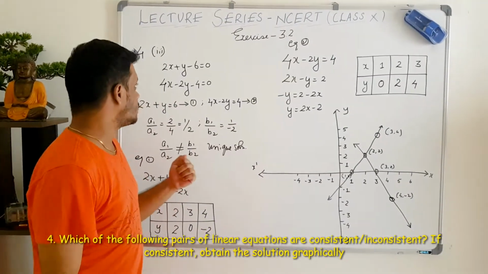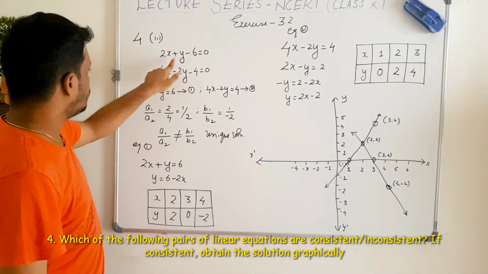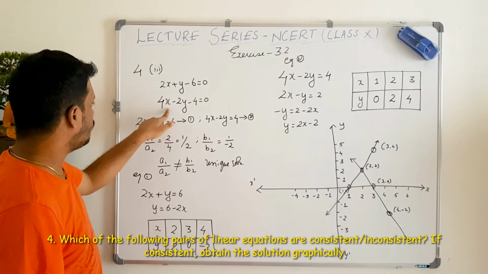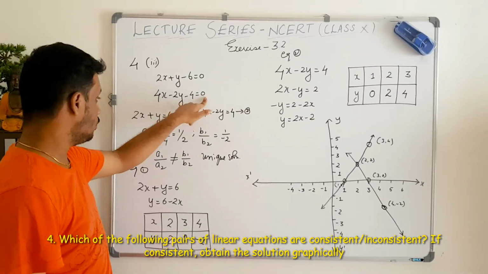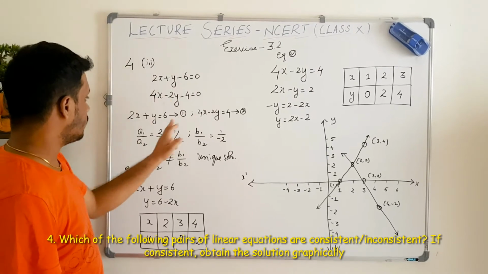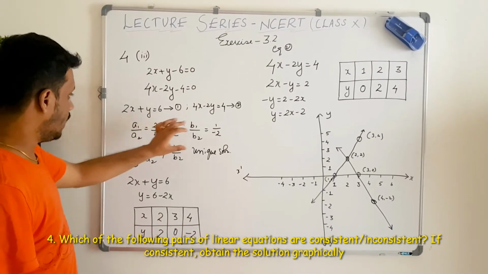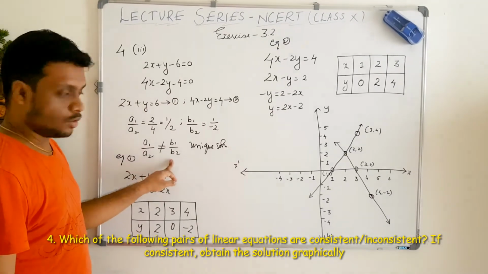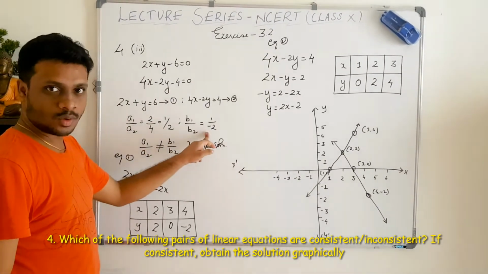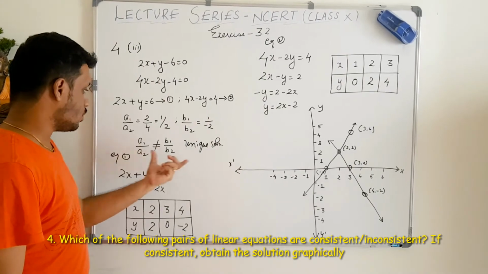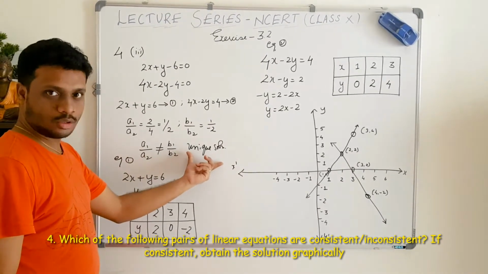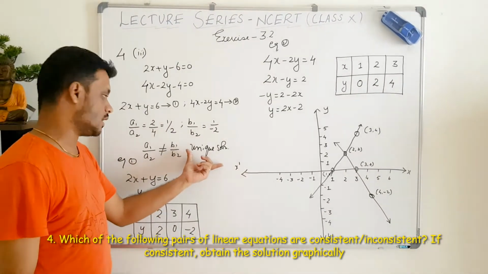This is the third question. We have 2x plus y minus 6 equal to 0 and 4x minus 2y minus 4 equal to 0. I am writing it in the standard form by taking the constants to the other side and marked as equation 1 and 2. I found a1 by a2, b1 by b2. They both are not equal because this is 1 by 2 and this is minus 1 by 2. So since a1 by a2 is not equal to b1 by b2, this is going to give you a unique solution. So the graph is going to be an intersecting line.